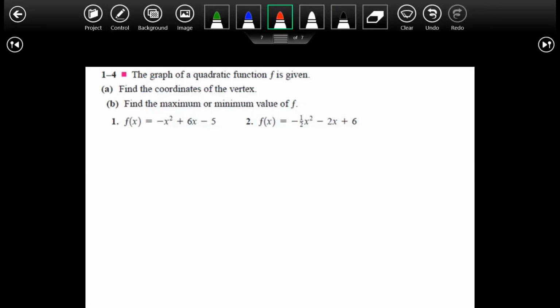Is there a method that you prefer me using? Do you want me to do one completing the square or one just the formula? One of each? So the left one, I'm going to do completing the square. The one to the right, I'll do the plugging in. Are we okay with that? Okay. Let's look at completing the square for our first one.